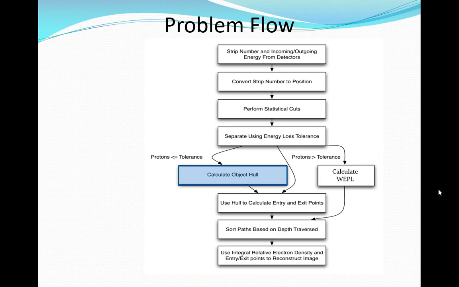In order to figure out what the path is, I need to know what the outside of the object looks like. It sounds like a catch-22, but notice, if I use the protons that don't lose any energy, protons less than some tolerance, imagine they lose almost no energy. If they lose almost no energy, that tells you they just went through air. It means they missed the object.